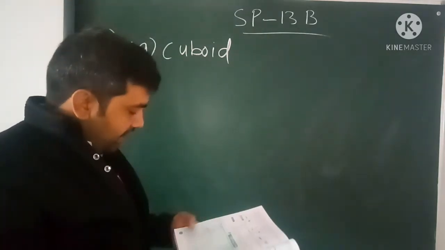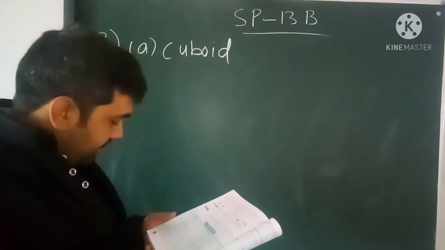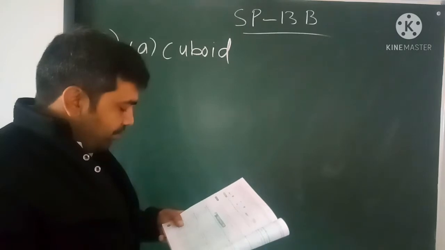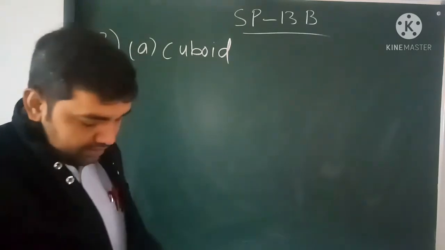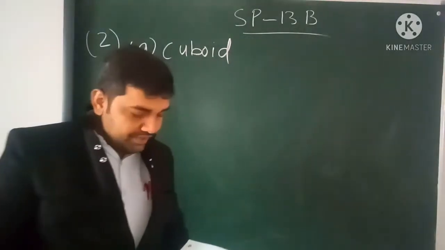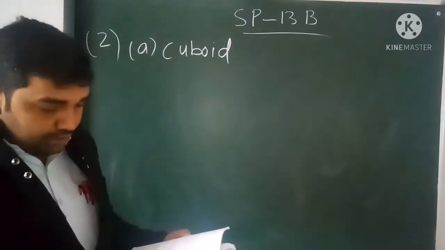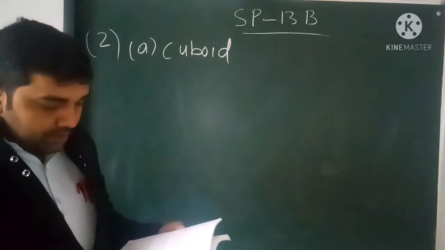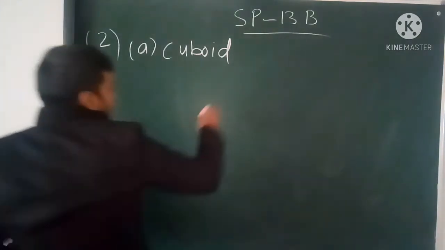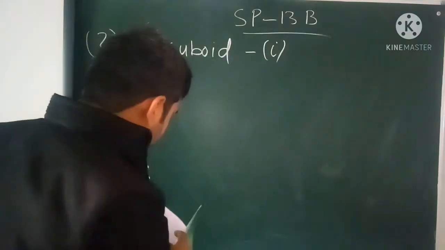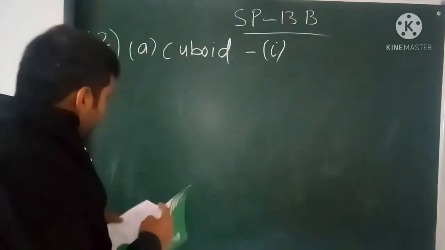By seeing the figure I, as you can see, this Roman numeral 1 is representing a cuboid. There you can find 6 faces are there, and each face is rectangular. So we can say that is the cuboid. Okay. So 2A, Roman numeral I, that is the first one, is the cuboid.